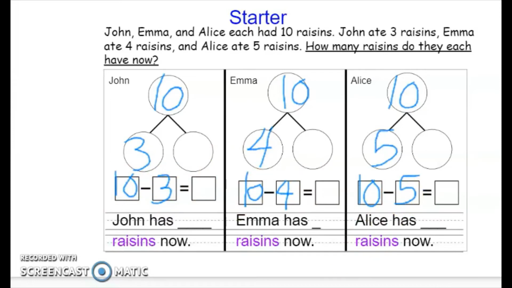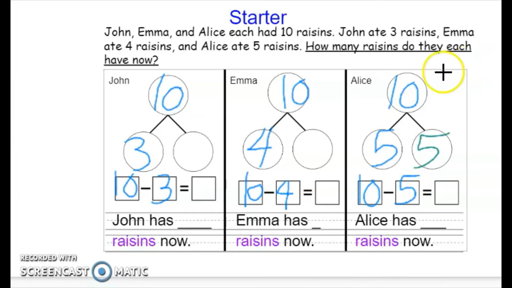Let's go ahead and solve to figure out how many raisins they individually have now. I'm going to start with Alice because her problem looks familiar. What does it remind you of? Go ahead and talk with a friend or a family member. Welcome back. Correct. It is a doubles for Alice. What is the doubles fact for 10? Great job. It is 5 and 5.